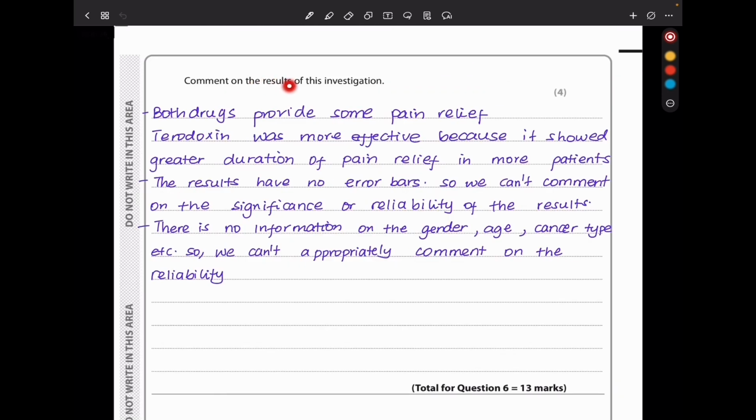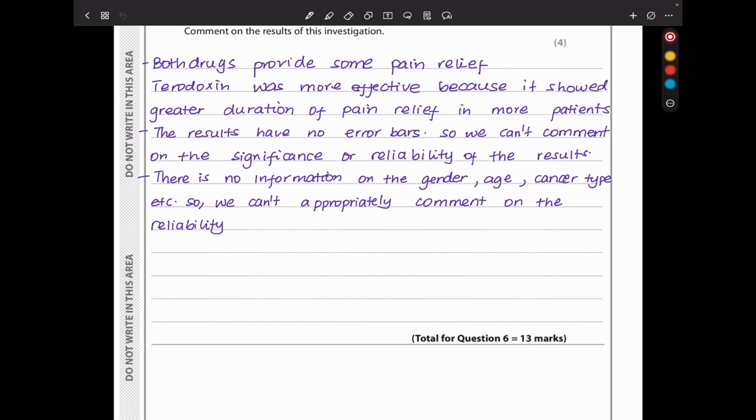So they say comment on the results of this investigation. I said both drugs provide some pain relief. Tetrodotoxin was more effective because it showed greater duration of pain relief in more patients. The results have no error bars, so we can't comment on the significance or reliability of the results. And there is no information on the gender, age, cancer type, etc., so we can't appropriately comment on the reliability of the results.